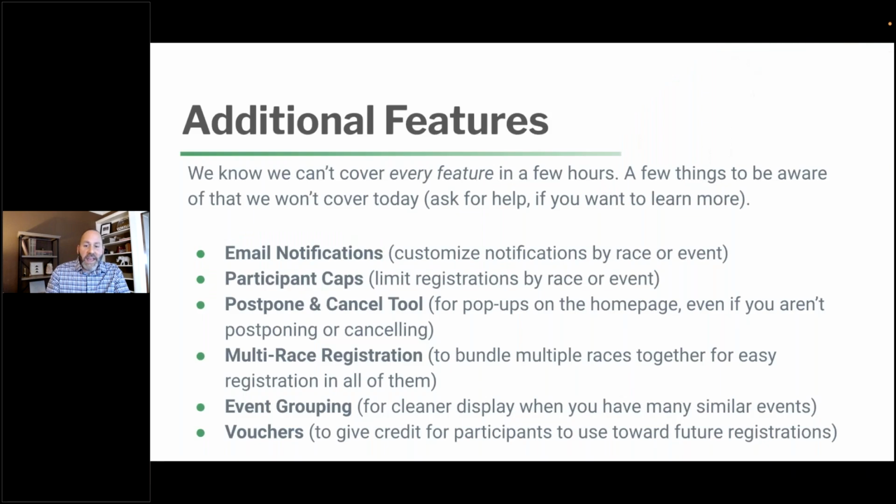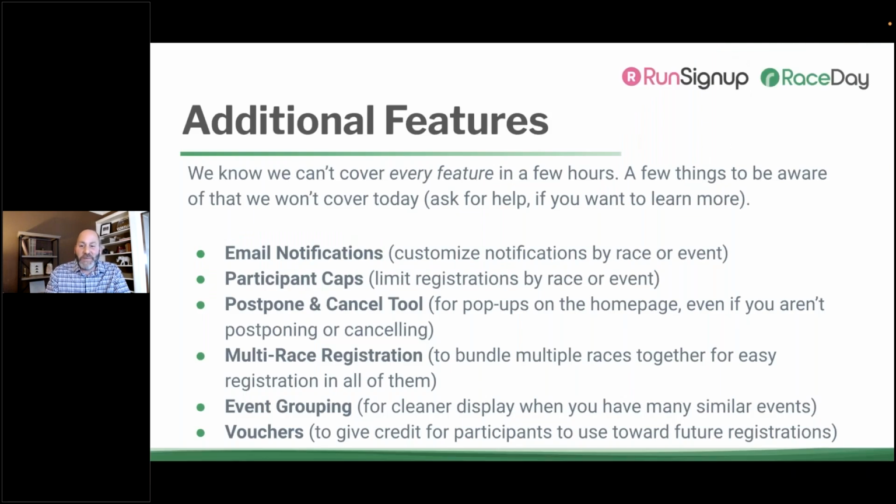And then other things that we cannot cover today, or we would be on here for hours, maybe days, but we just want to highlight. So email notifications, those automatic ones that go out after somebody registers, how do you customize those? How do you set additional participant caps to limit an event as compared to another event, and not necessarily across the entire race? Postpone and cancel tools that give people options, whether they want to get a refund or defer their registration if you have to cancel. Multi-race registration, if you've got multiple races across the platform, how do you offer that to be able to be purchased in one transaction, and even offer a discount to encourage those multiple signups?